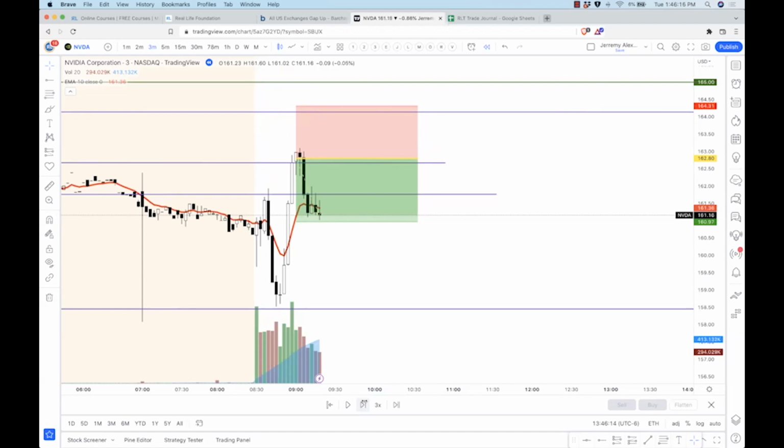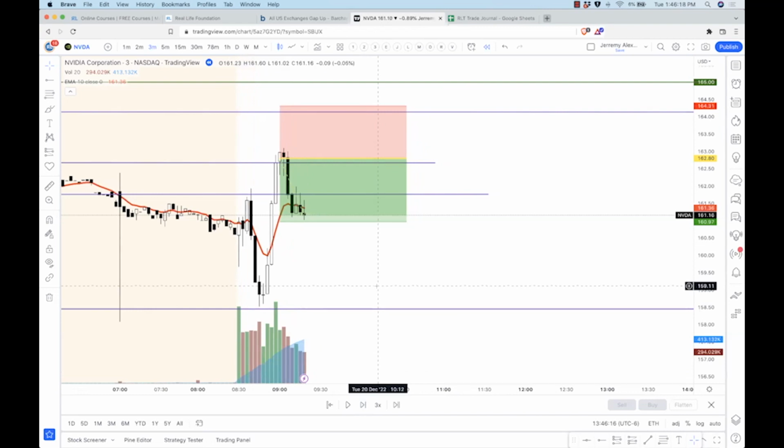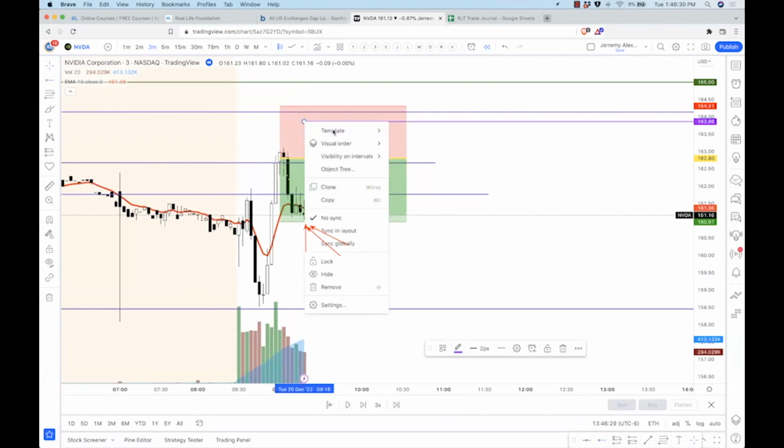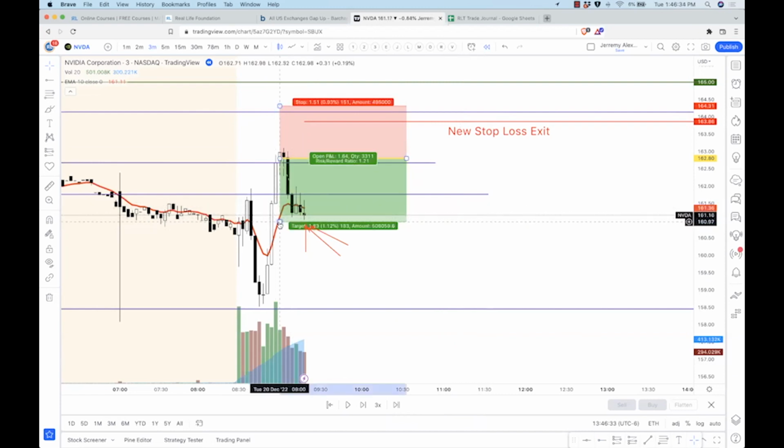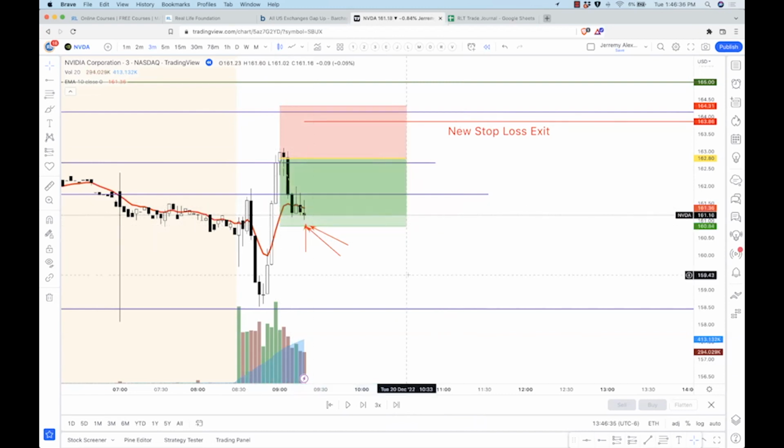All right, so what do I do? You guys have probably seen this before, when I barely miss a target by a few pennies. First and foremost, I'm going to lower my stop loss. I'm going to go down from -1R to -0.7, and I'm going to take my target down to about 1.3.